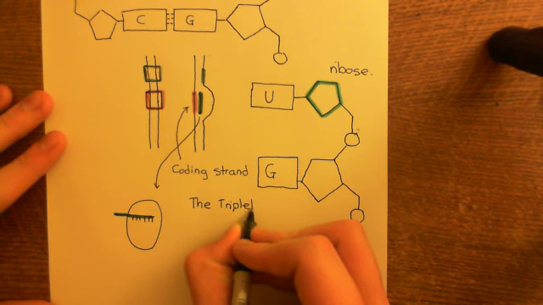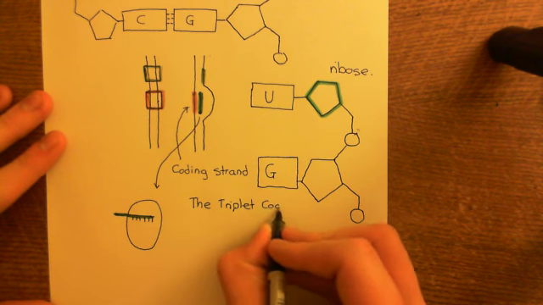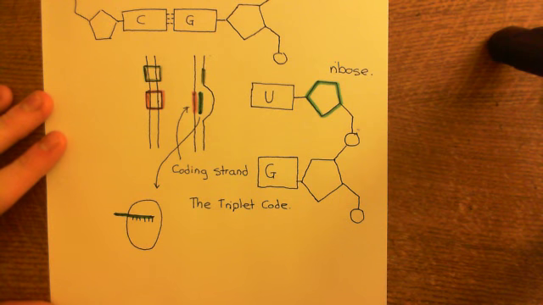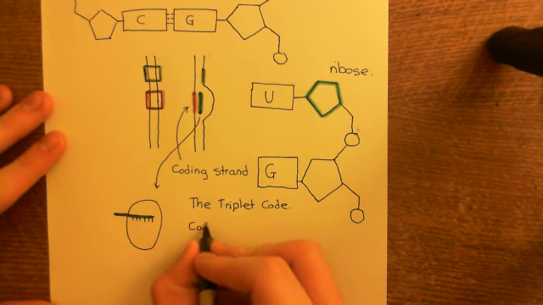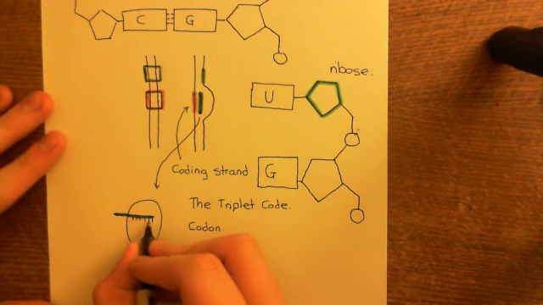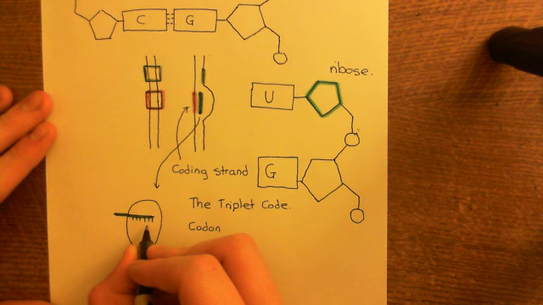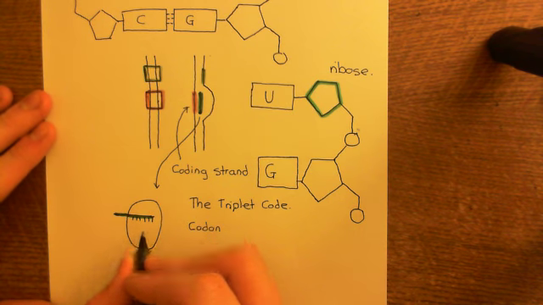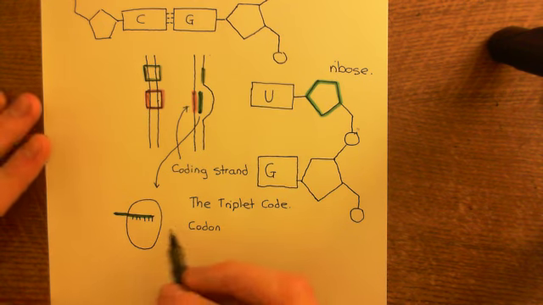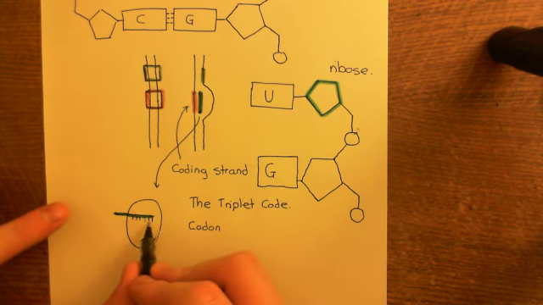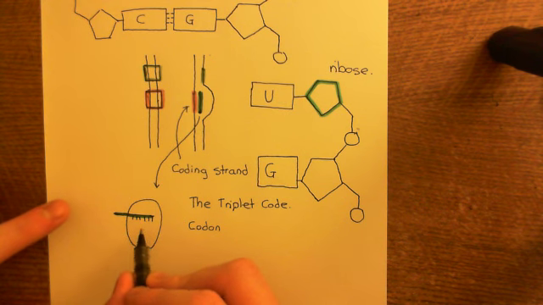And these triplets of organic bases on the mRNA are what is known as a codon. Okay, so a triplet of organic bases that's going to be looked at by the ribosome, and it will decide which amino acid that corresponds to. That's known as a codon. It codes for an amino acid. Okay, and every possible combination that you could have.